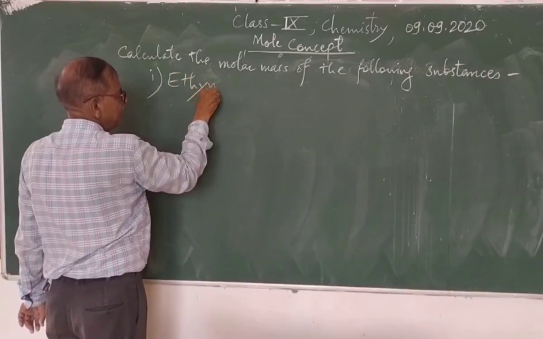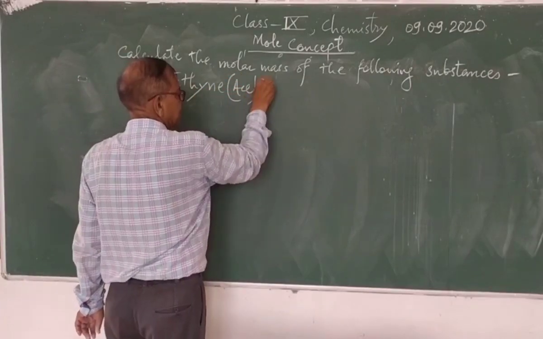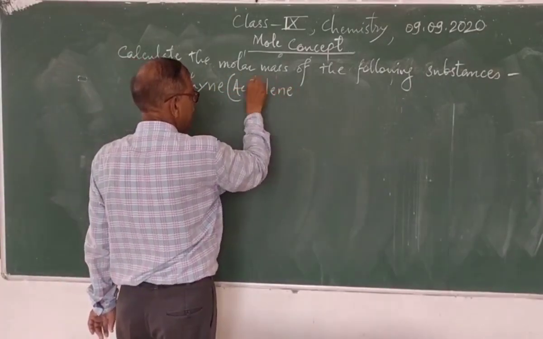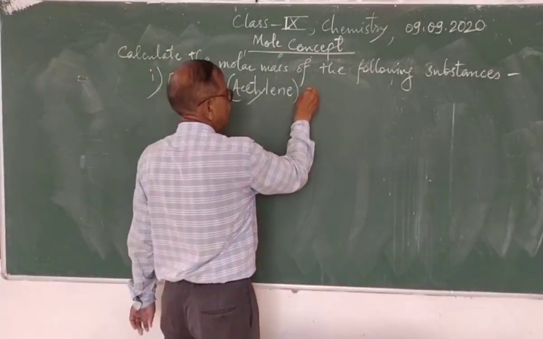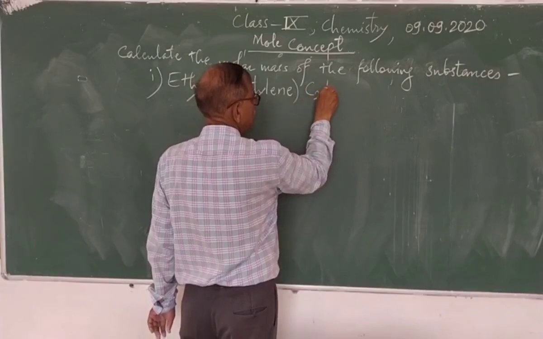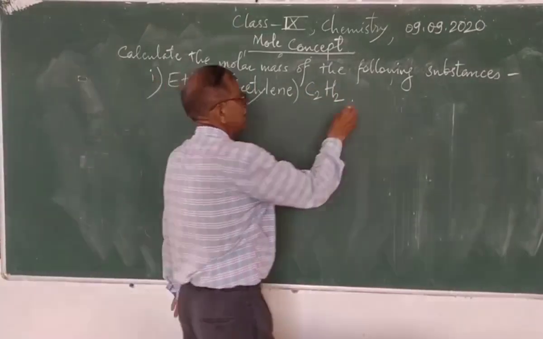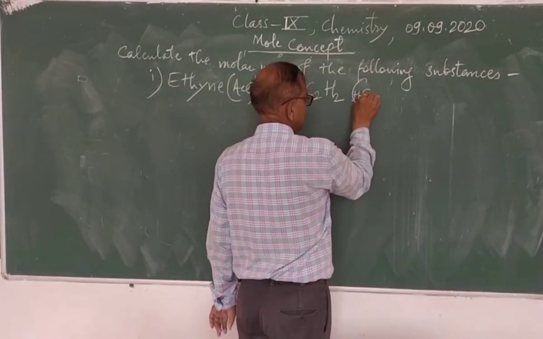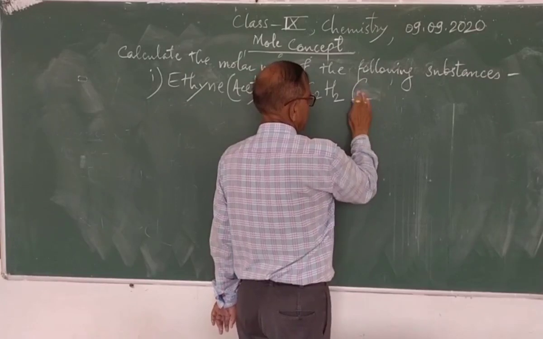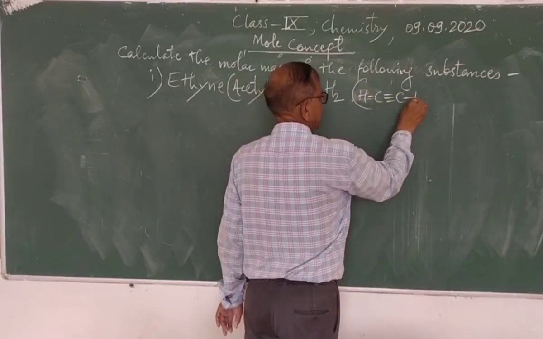Now ethyne, I tell you another name, acetylene. Ethyne is the IUPAC name and acetylene is the common name, and it has the formula C2H2, or structural formula HC triple bond CH.